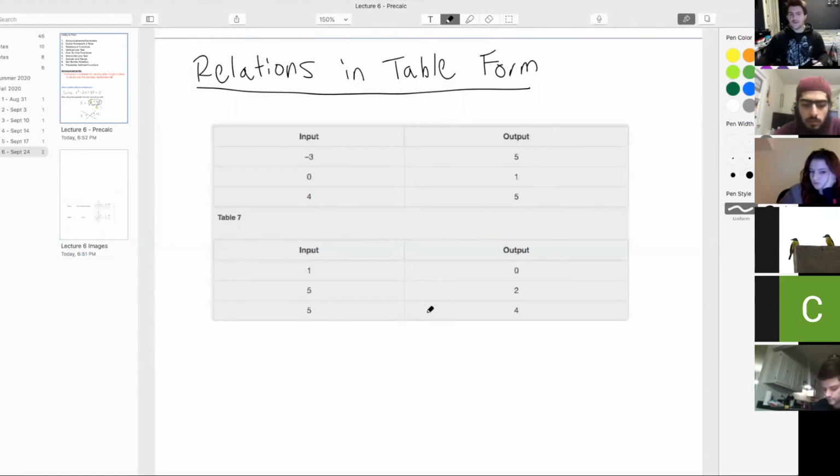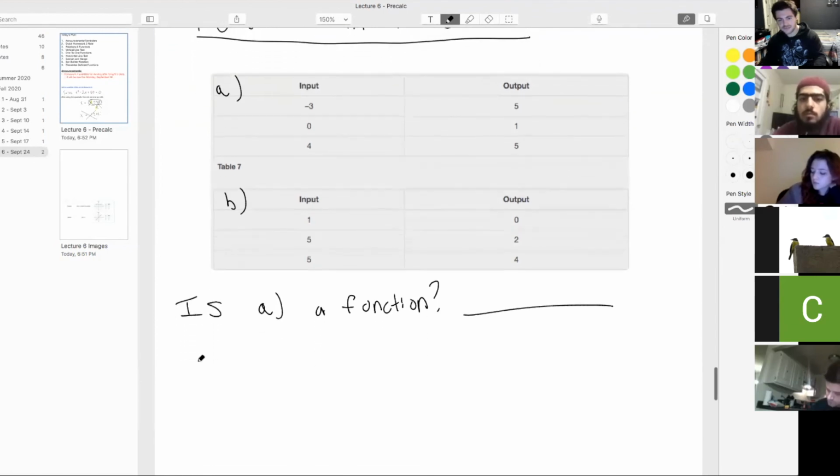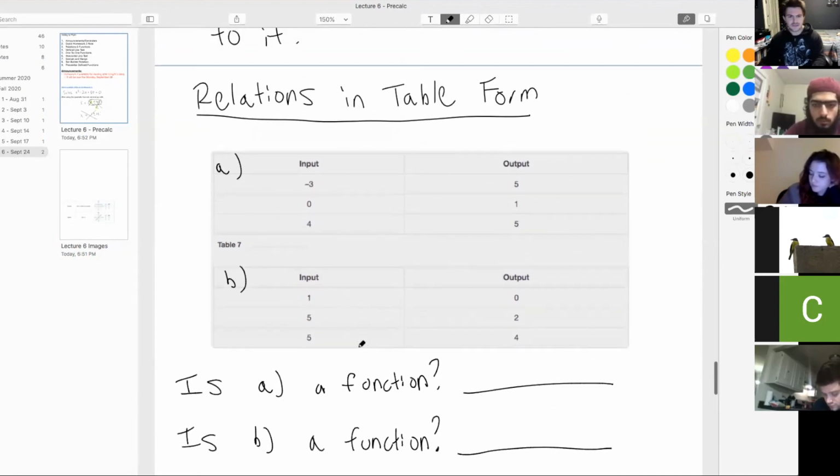First of all, I'll call this A and I'll call this B. Is A a function? That'll be yes or no. And similarly, is B a function? All right, let's take a second to look. If someone would like to tell me, that would be great.